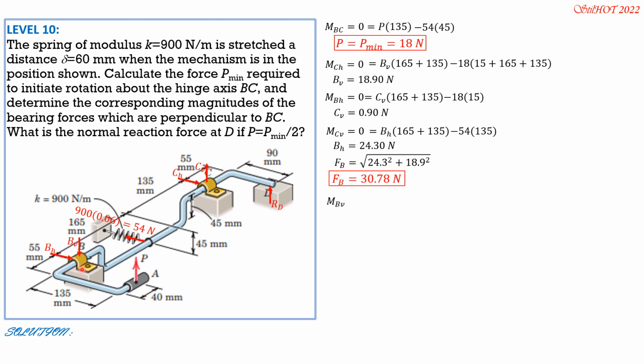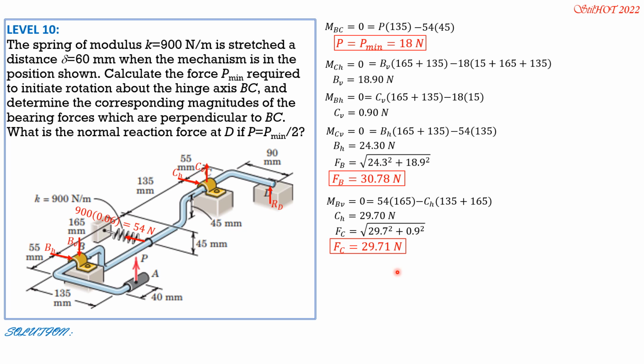And to solve for CH, we set moment about CV equal to 0. Positive moment would be this. If the right thumb is pointing upward, curling of four fingers would be in this manner. So 54 times 165 equals 54 times 165 minus CH times 165 plus 135 or 300. So CH is equal to 29.7 newtons. So FC is the square root of 29.7 squared plus 0.9 squared.